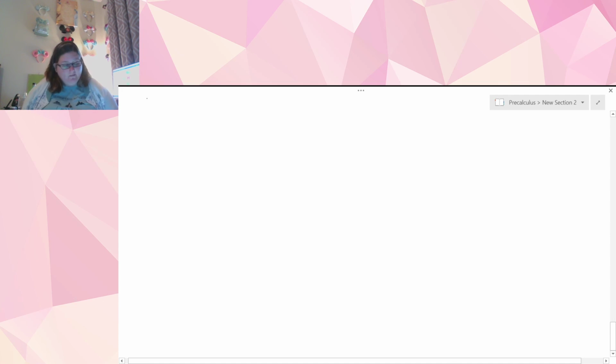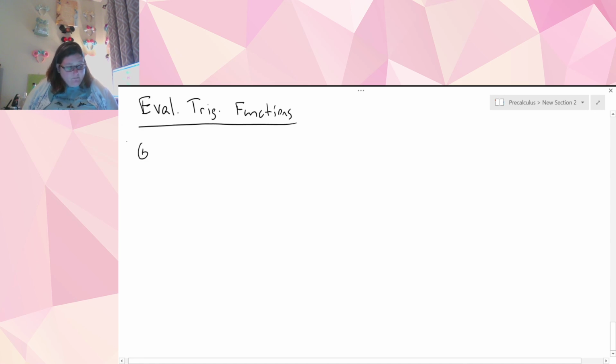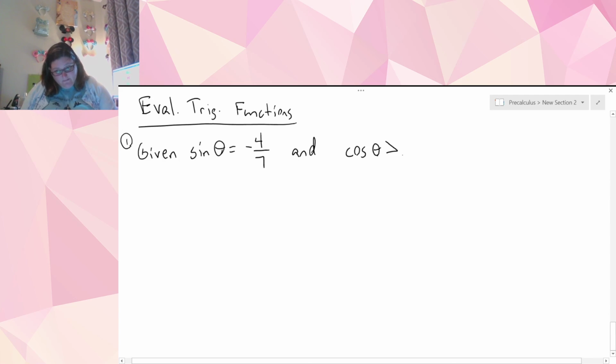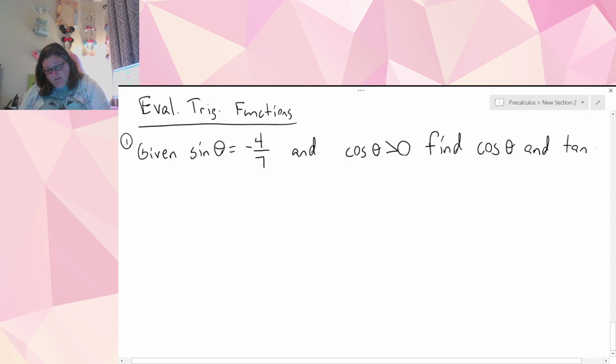And the last thing we're going to go over is evaluating trig functions given other information. So I'm just going to call this eval trig functions. So this is how your problem is going to be set up. So given sine of theta is equal to negative 4 over 7, and cosine of theta is greater than 0, find cosine of theta and tangent of theta.